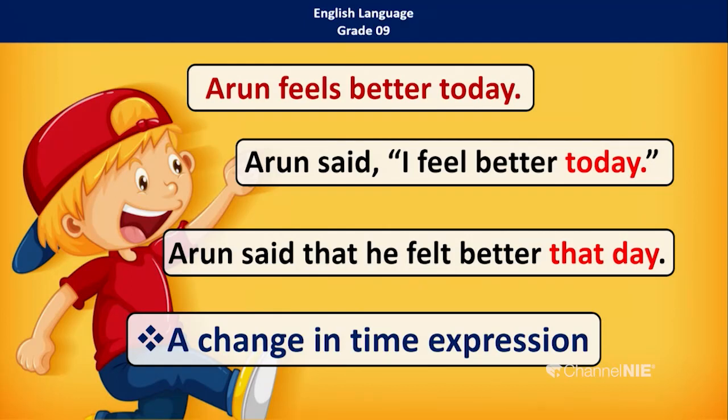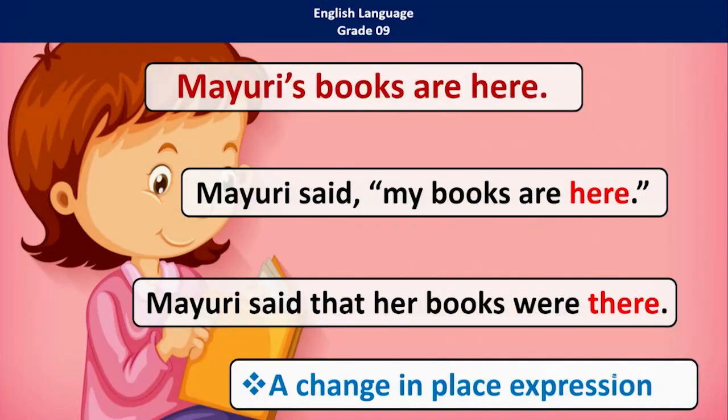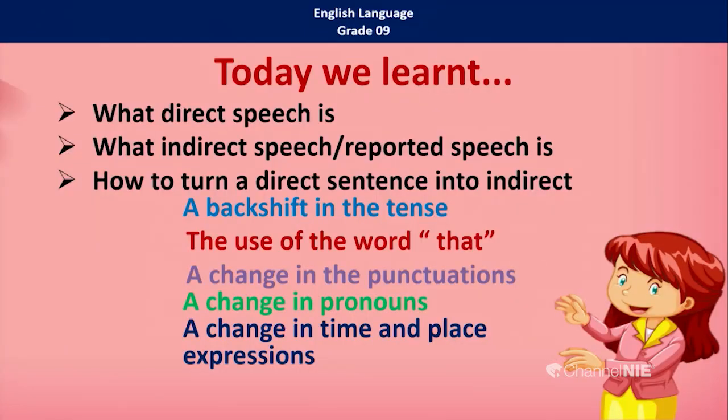So a change in time expression, you call it. In the same way, you have Mayuri there. Mayuri's books are here. Mayuri said, "My books are here." When you change that into indirect, that should be: Mayuri said that her books were there. The two words highlighted in red: here becomes there in the indirect speech. This is called a change in place expression. That is also a change. Remember these. In the next lesson, we are going to talk about it elaborately.